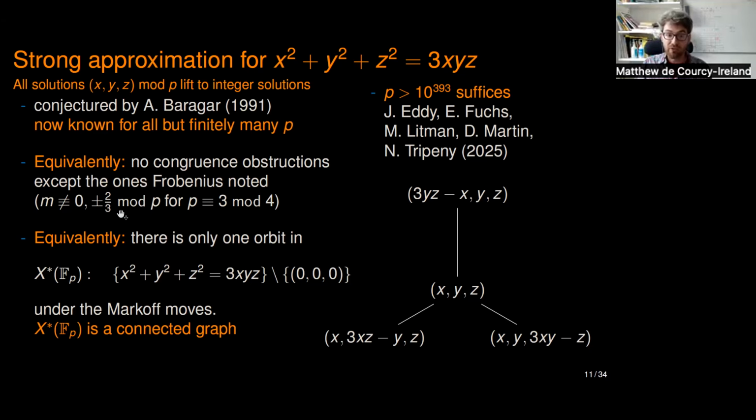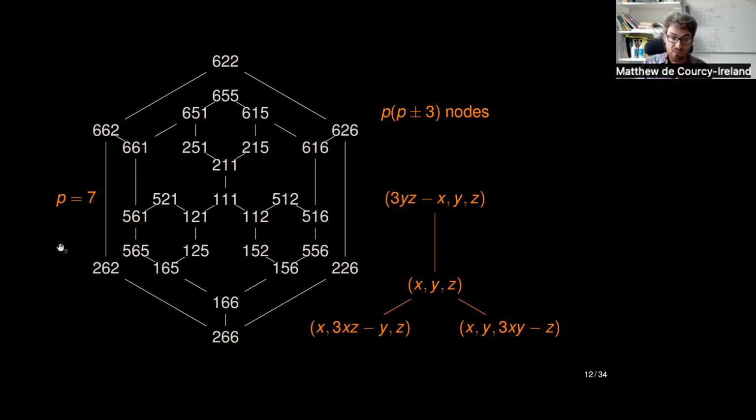So here's the Markov graph for the prime 7. We know exactly how many vertices there are. It's p times (p plus or minus 3). And this is again from Frobenius's result that if p is 3 mod 4, you're not allowed to use 0 or 2/3. So there are fewer possibilities, and you only get p minus 3 instead of p plus 3. So that makes 7 actually the smallest example. It's fewer vertices than 5 because of this plus or minus that depends on p mod 4.